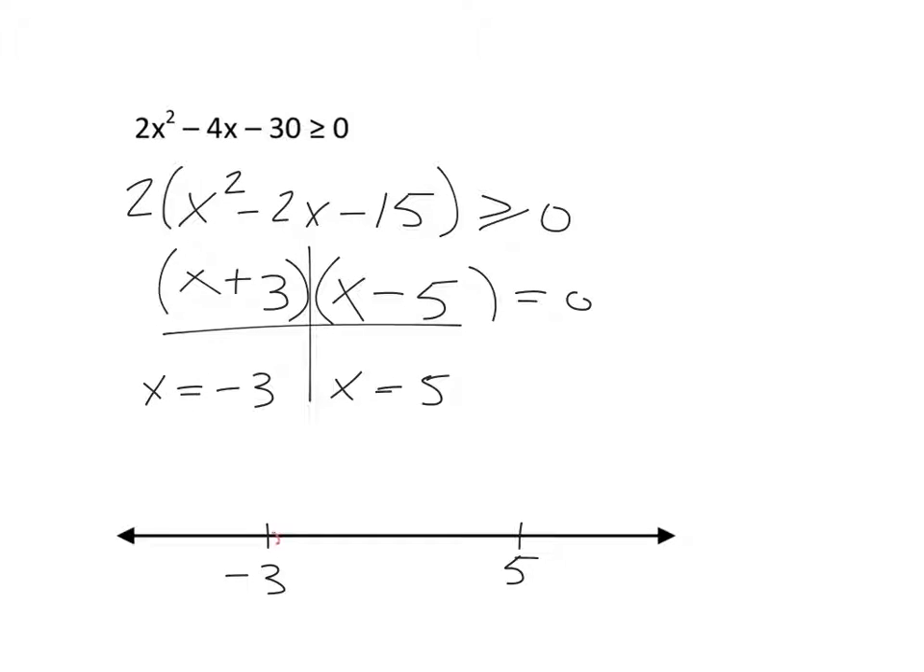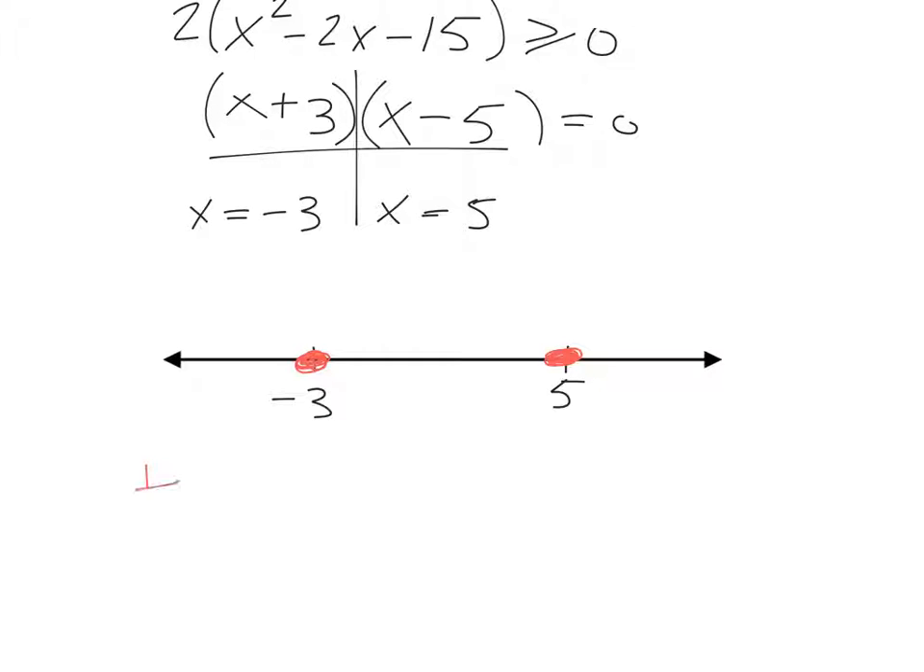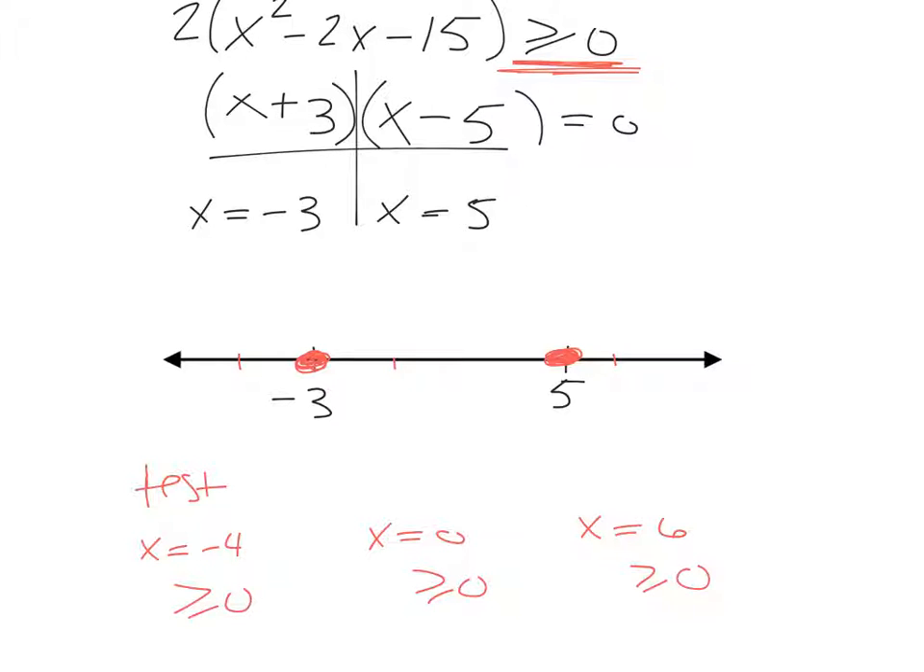In this case, my circles will be closed because it is an equal to inequality. And I'm also going to pick test points. So I'm going to write test. I'm going to test x equals negative 4, x equals 0, and x equals 6. Because those are values that are in between here. In this specific one, we need them to be greater than or equal to 0, because that's what the original symbol was. So I'm just going to write that underneath my x value.